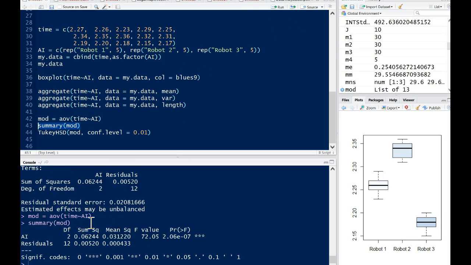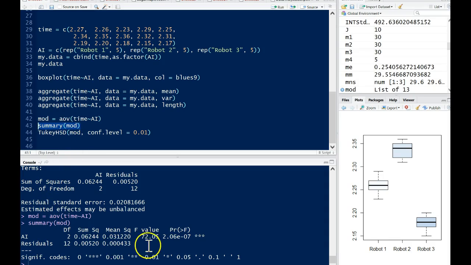And then by running this as mod and taking the summary of mod, we then get an ANOVA table. So we have to do a little bit of finagling, but this is a good way that we can do this, because when we do multiple comparisons, we can still use that structure mod to calculate the multiple comparisons procedure.